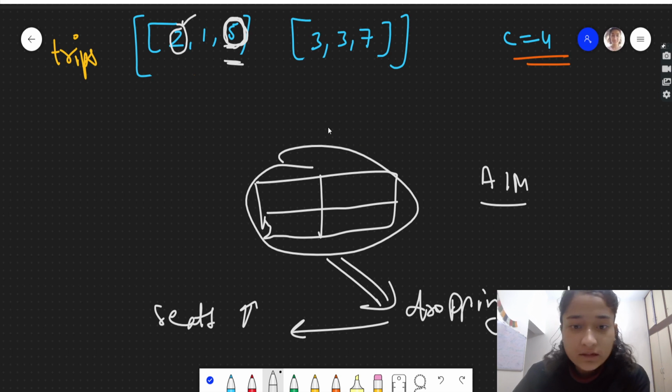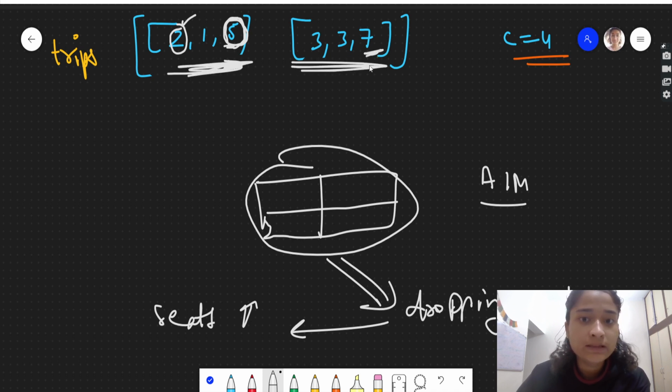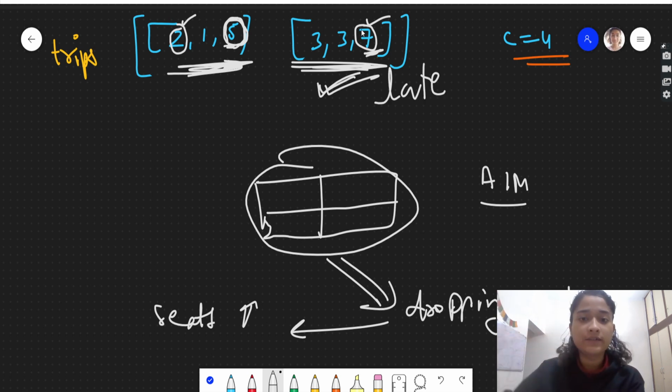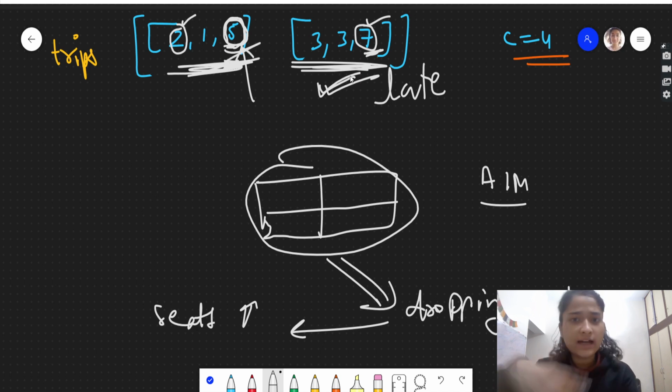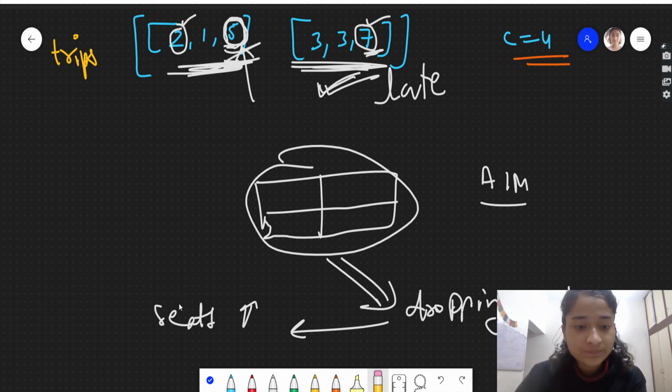This is the basic thing: we want to have more passengers in the car, so we will try to drop the passengers early. This is the early drop time, this is the late drop time. First we will pick these passengers and then these passengers. Why are we not picking these first? Because these will drop late. These drop at 7, meaning they get out of the car at 7, and these get out of the car at 5. So obviously we will drop these first so that the car is empty. This is our main approach.